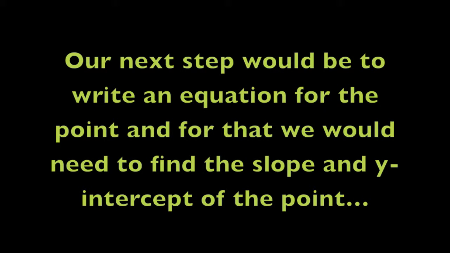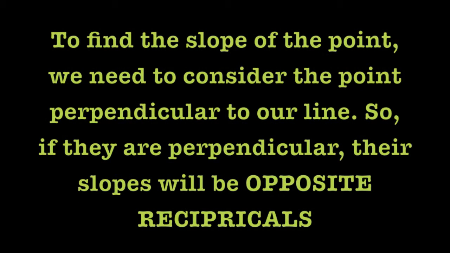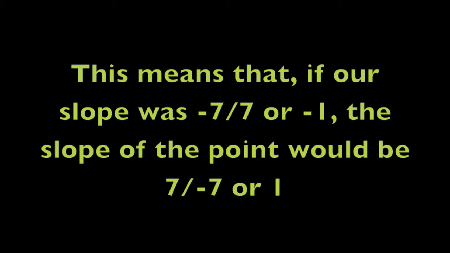Next, we need to write an equation for our point, and for that, we need to find the slope and the y-intercept again. To find the slope, we need to consider the line through the point perpendicular to our line, and as with all perpendicular lines, the slope is the opposite reciprocal. So basically, if our first slope was -1, the slope of our perpendicular line would be 1.